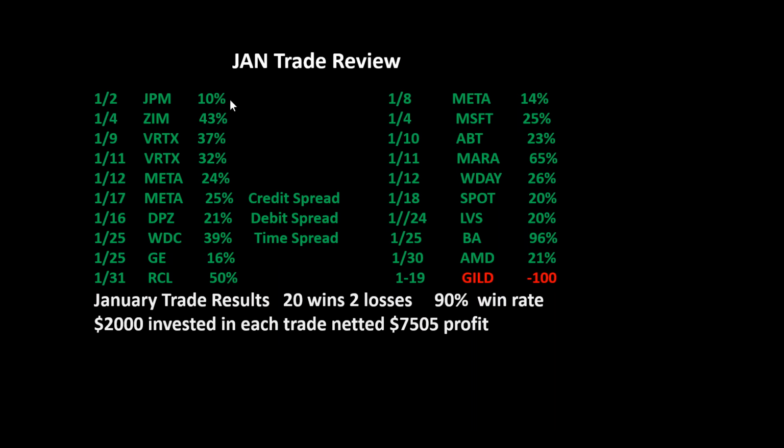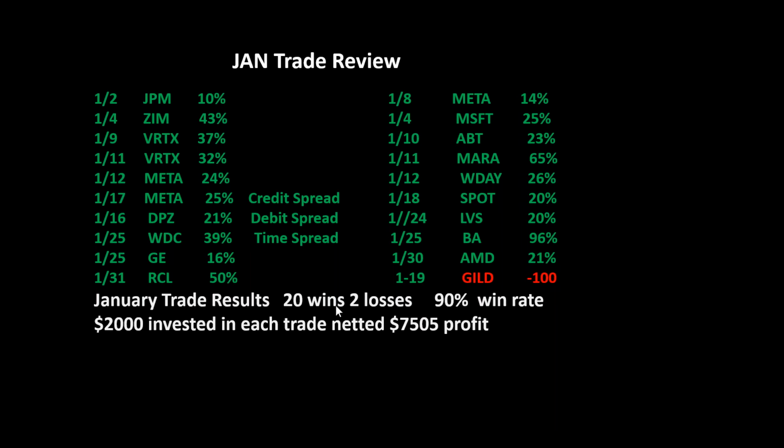This was January, 10% on JP Morgan, Vertex 37. So you can see we stick in there, it'll usually be 15 to 30%, sometimes 40%. We had 96% in Boeing. We do take losses. It's important to understand that there's going to be some losses on trades, and even in a month of trading. I'll show you, I have one losing month in 2024, and I'll show you that one. But again, you can see what the percentage gains are like on these trades, and these are pretty good.